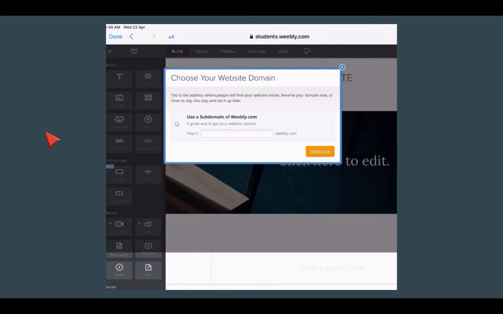So please use students.weebly.com, not weebly.com. You need to go to the student site. When you go to the student site, you only have one choice, Weebly.com. They will not ask you to pay for it.